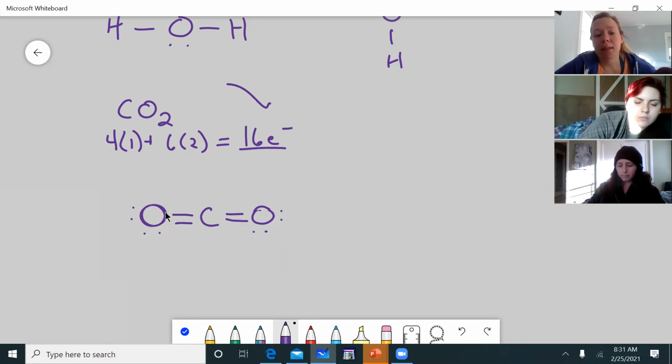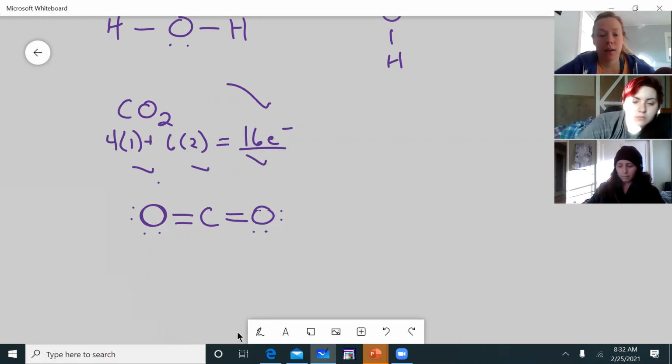Is everybody happy? This oxygen has access to 2, 4, 6, 8. Oxygen is good. This oxygen also has access to 8, good. And now carbon has access to 2, 4, 6, and 8. Carbon is also happy. Okay. So everybody has 8 electrons. They've shared them in a great configuration to maximize that.